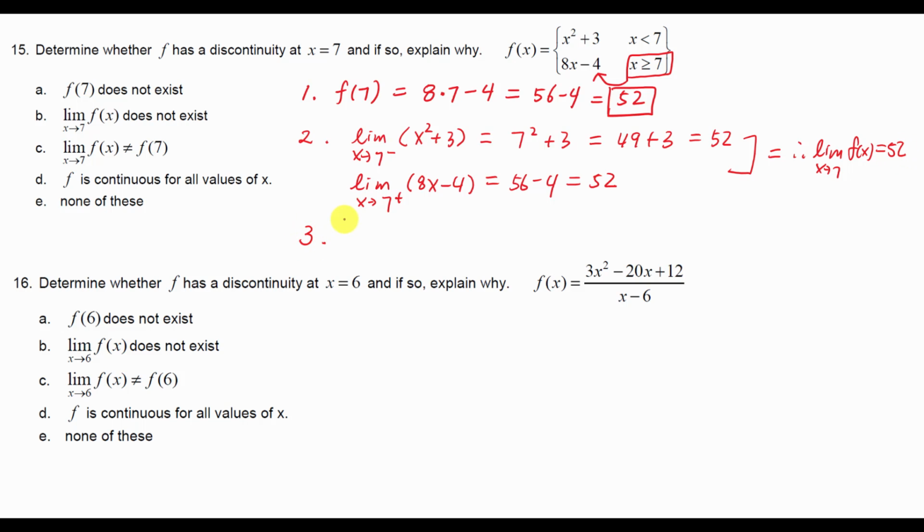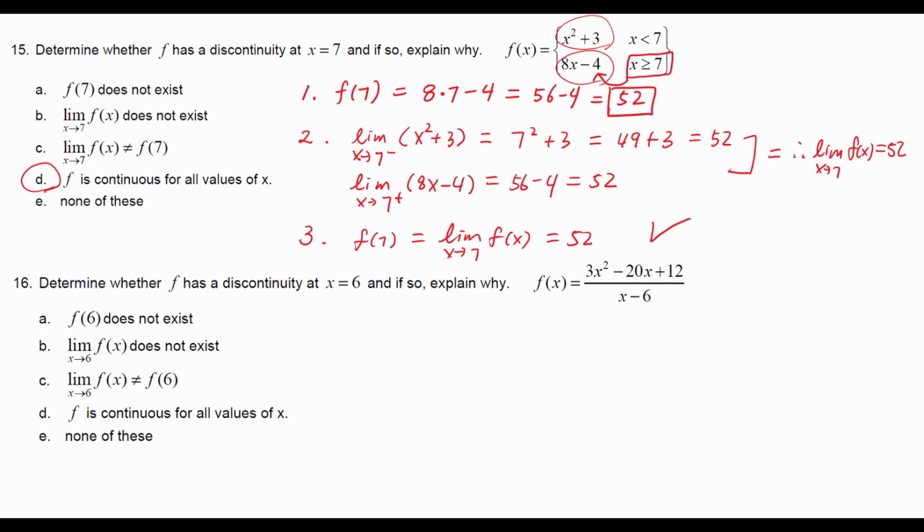And third, once you already calculated f of 7 and the limit, all we have to see is if they match each other. And because f of 7 is equal to the limit as x approaches 7 of f of x, which are both 52, we can see that this function is continuous at 7. And when it's not 7, it is a polynomial, so it is continuous on all real numbers when it is not 7. So therefore, we can conclude that f is continuous for all values of x.